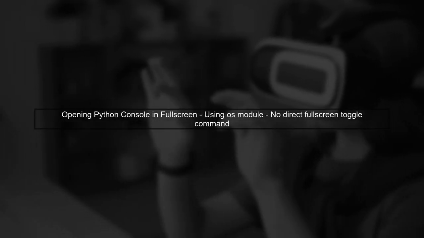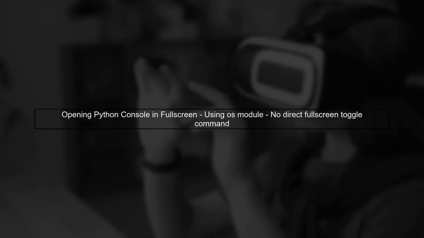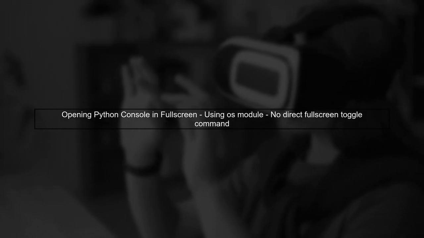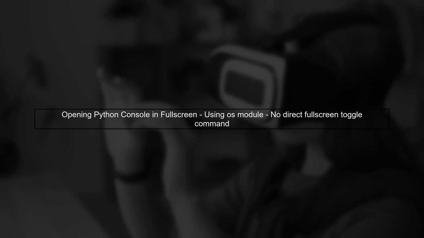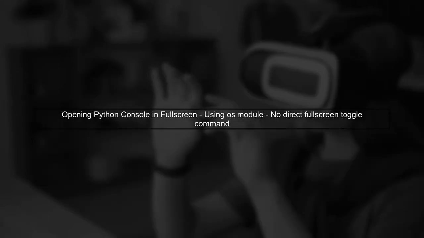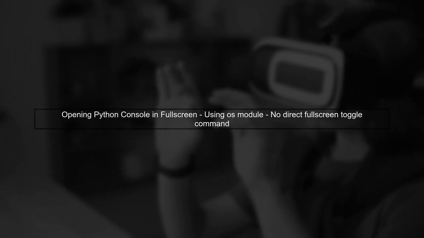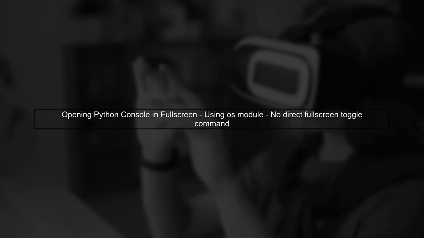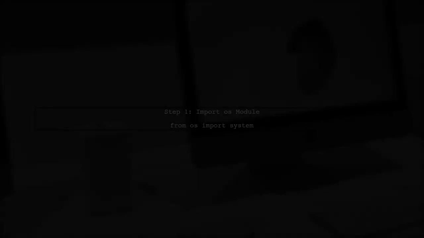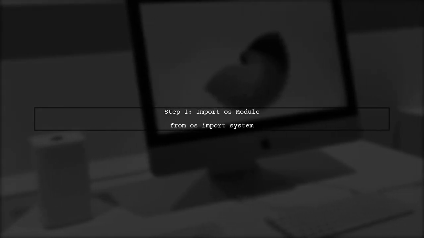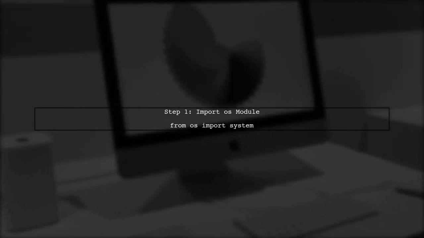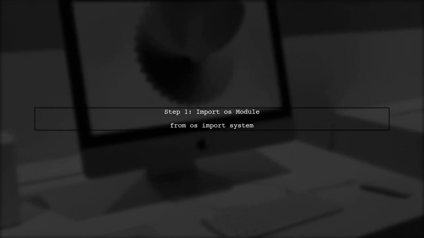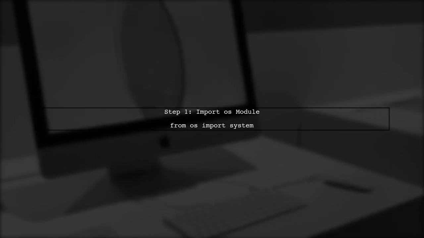To open a Python console in full screen, we can use the OS module to execute system commands. However, there isn't a direct command to toggle full screen in the command prompt. Instead, we can maximize the console window using a workaround. First, let's import the OS module and use a command to maximize the window.